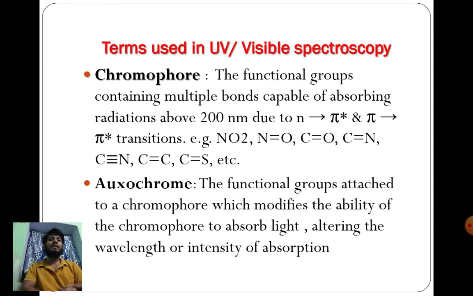There are certain terms which are used in UV visible spectroscopy. The first one is chromophore. A chromophore is a functional group containing multiple bonds capable of absorbing radiation above 200 nanometer due to n to pi star and pi to pi star transitions. In simple language, molecules that contain functional groups which can absorb over 200 nanometer, like NO2, NO, CO, CN, cyanides, and carbon-carbon and carbon-sulfur bonds.